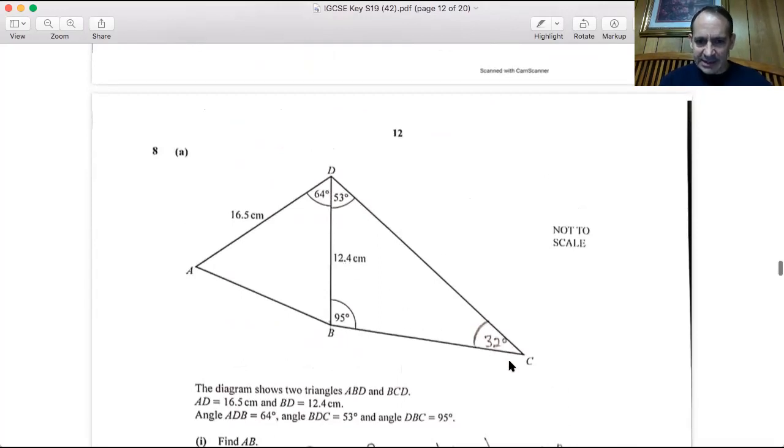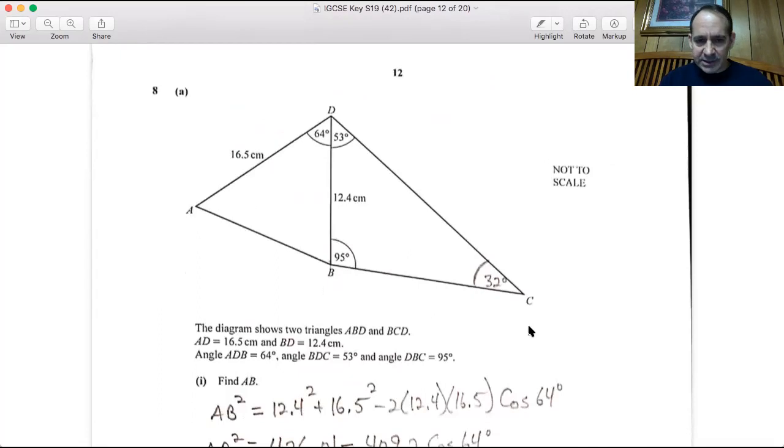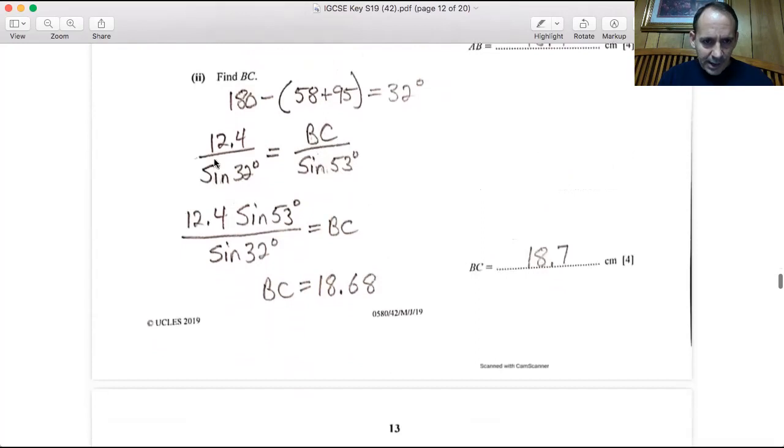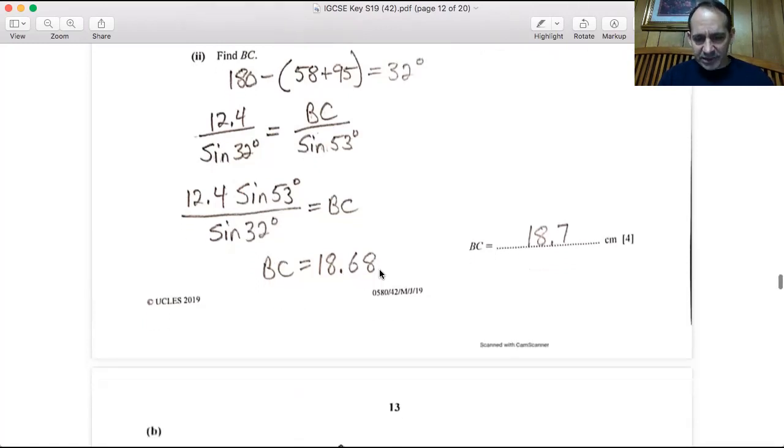In other words, you have a side and an angle. So to find BC, we can now use the law of sines, which is a little bit easier to use than the law of cosines. So 12.4 over sine of 32 will equal BC over sine of 53. Here we have 12.4 over sine of 32 equals BC over sine of 53. And cross multiply, or actually just multiply the sine 53 to the other side, so BC is by itself. So 12.4 times sine of 53 divided by sine of 32. BC is 18.68, or 18.7 to three significant figures.